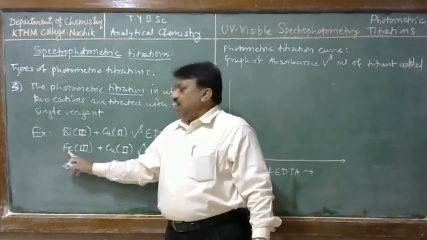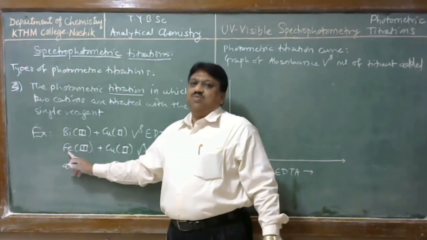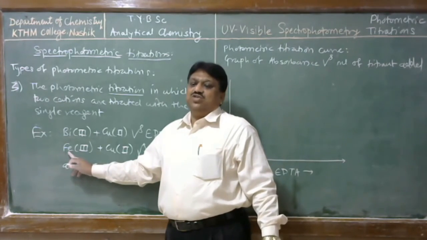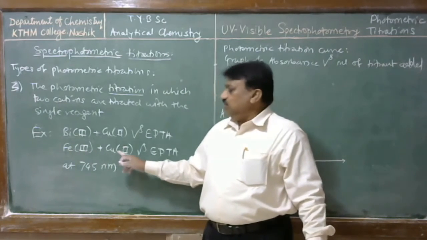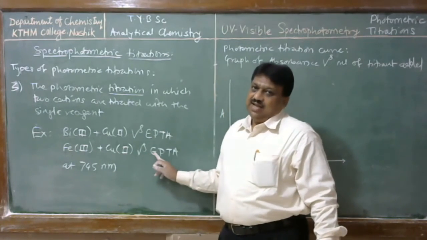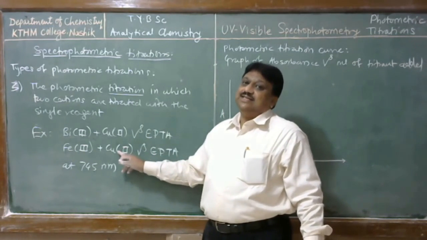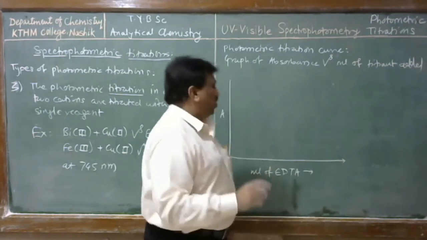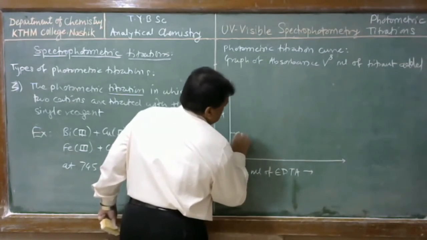Similarly here, the iron EDTA complex is first formed. Total iron is consumed by the EDTA. After that, copper reacts with EDTA and there is an increase in absorbance. Therefore, the nature of the titration curve is like this.